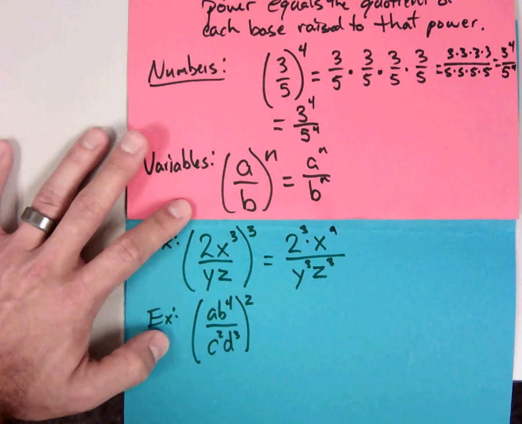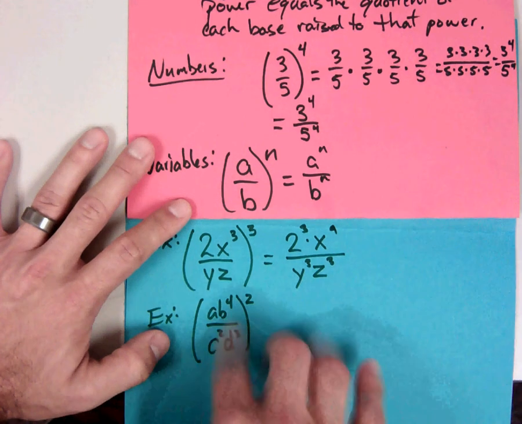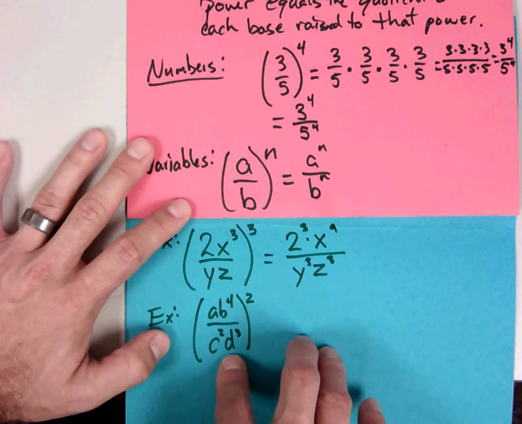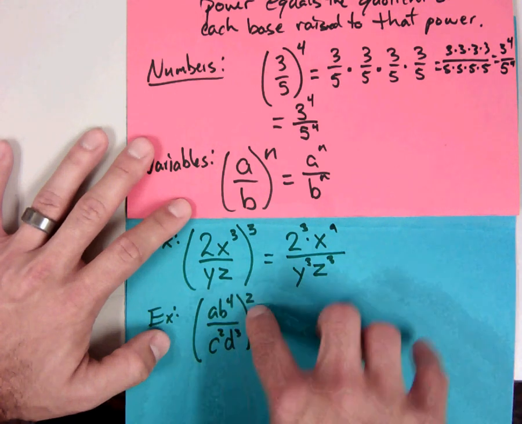All right? Now, here's an example for you to try. We have a times b to the 4th divided by c squared d cubed, all raised to the 2nd power.